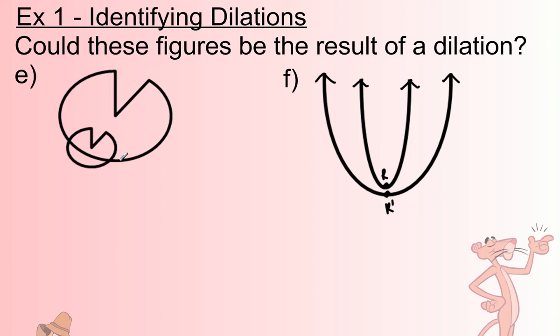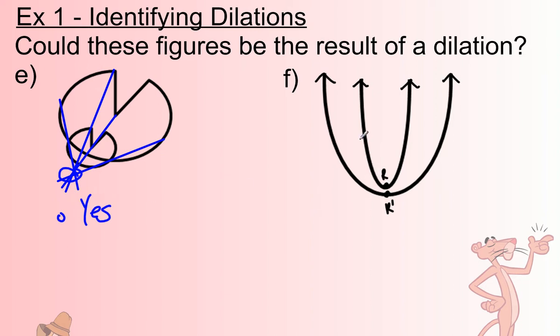Letter E. Well, those images look to be the same. I would say, as far as I can tell, that looks like a dilation. And if I connect points from edge to edge, edge to edge, I get a point somewhere in that ballpark. That would be my center point, O, where the dilation took place from.